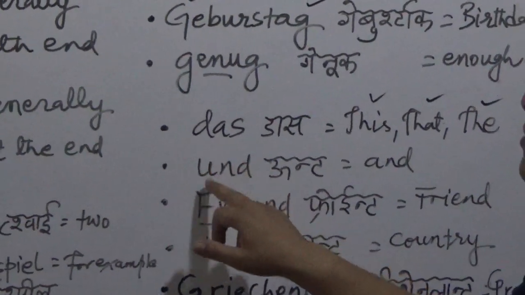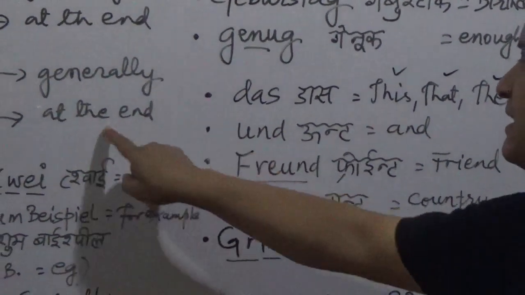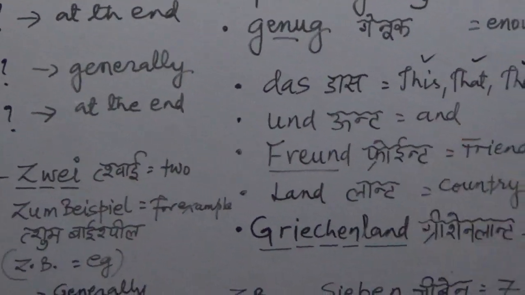So here it gives D sound, but here U-N-D. Here this D is coming at the end, and at the end it will give T sound. I told you here. So we'll read it und. That means and, und.